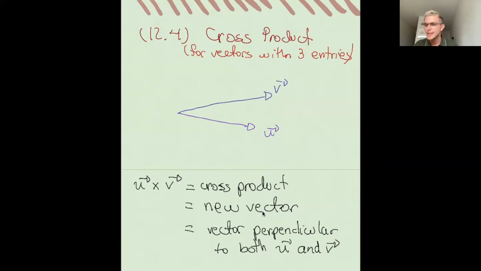So what I was saying is that the cross product is supposed to be a vector that's perpendicular to both u and v. Is this making sense?